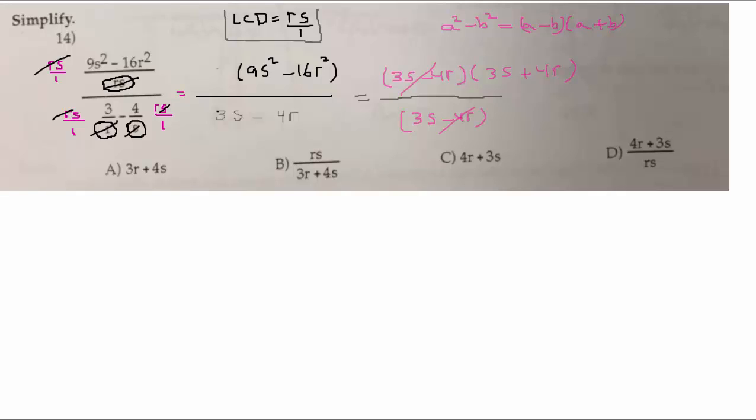So you end up with what? Just 3S plus 4R. Looks like A is the correct answer here.